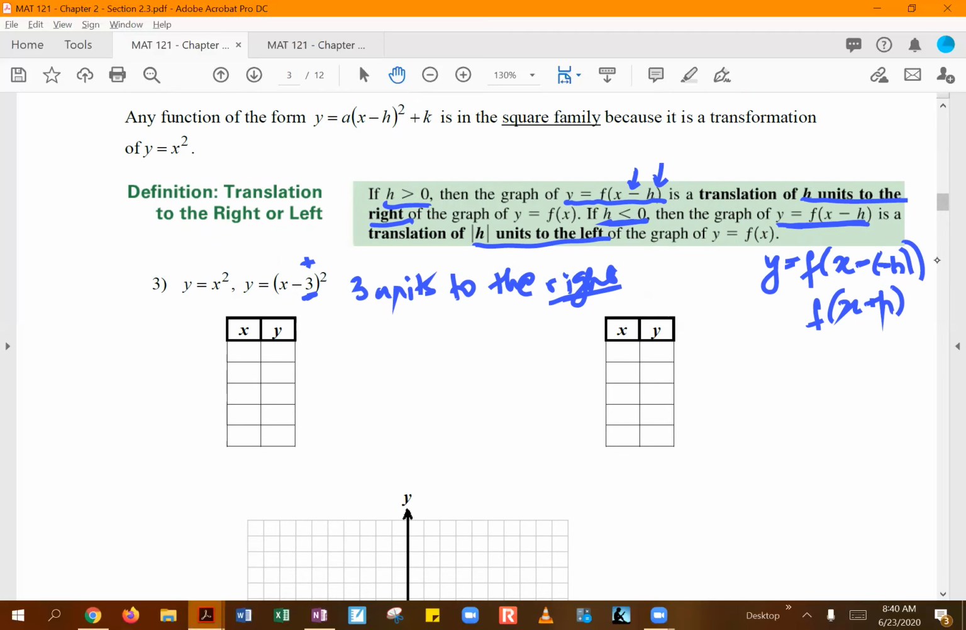Let's take a look at what this would actually look like. Let's do the first one here as our x squared table, and the second one as our x minus 3 squared table. For x squared, you can again use -2, -1, 0, 1, and 2, and we saw this yesterday. So again, you get 4, 1, 0, 1, 4.